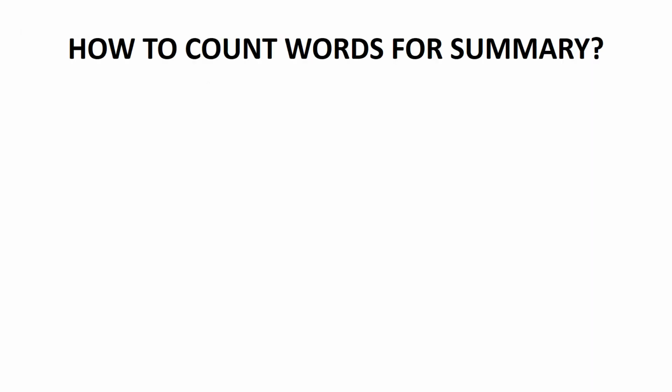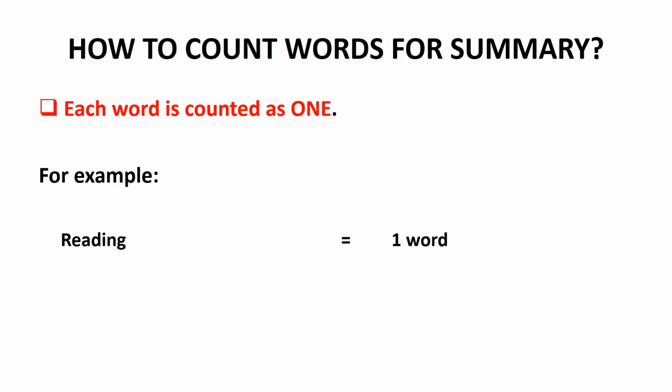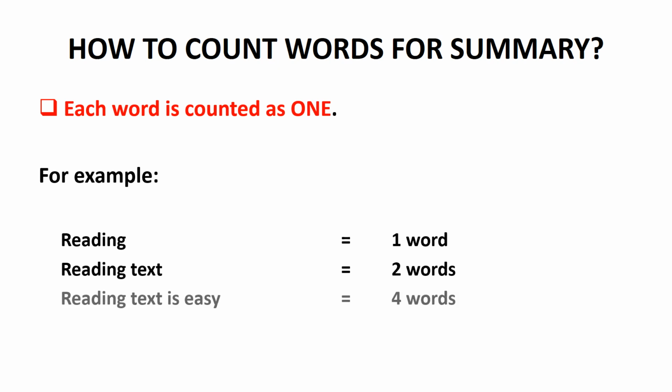So how do we count words for summary? It's a bit tricky. Let's see. Okay, each word is counted as one. For example, reading, that is one word. Reading text, that is two words. Reading text is easy, 4 words. Are you getting the hang of this? Okay, let's see.